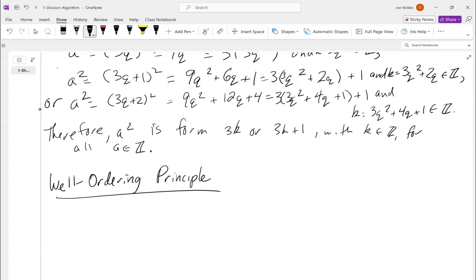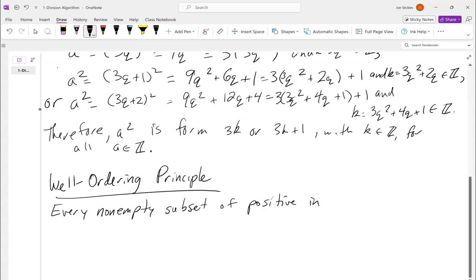So what the well-ordering principle says is that every non-empty subset of positive integers has a least element.